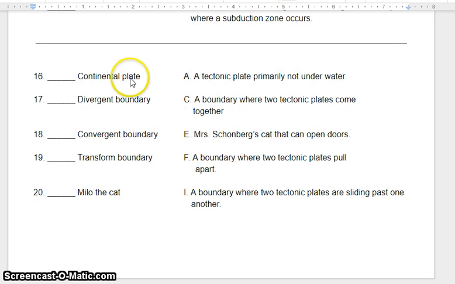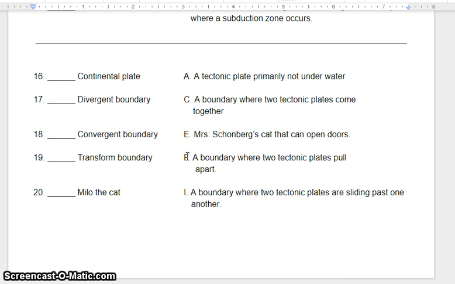And the last set. Use these last 5 words to go with these last 5 definitions. We have continental plate, divergent boundary, convergent boundary, transform boundary, Milo the cat. Letter A. A tectonic plate primarily not under water. C. A boundary where two tectonic plates come together. E. Miss Schoenberg's cat that can open doors.